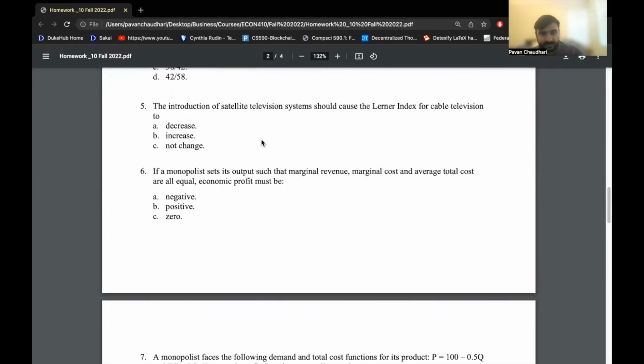Number 6, this is the last kind of theory problem. So if the monopolist sets its output such that marginal revenue, marginal cost, and average total cost are all the same, then what do we have to know about the profit? Well, really the main thing we need to know here, because we have ATC, is we need to be able to compare this to the price, right? Is it less than the price? Is it greater than the price? Is it equal to the price? That's what we are not sure about, okay?